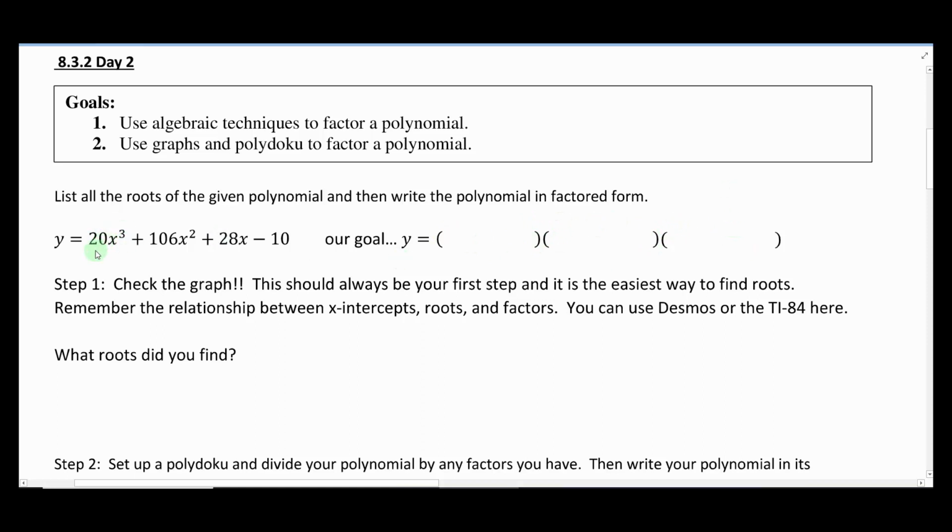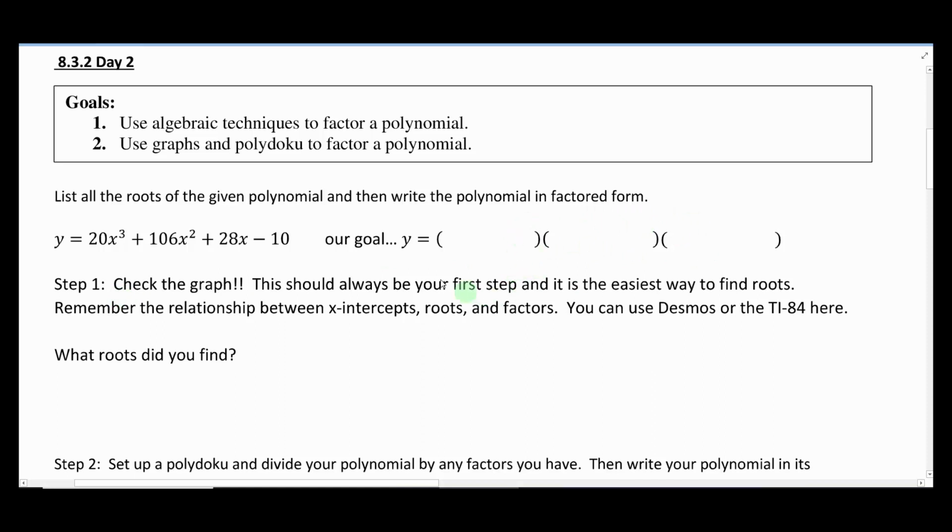We can tell from this polynomial, it's a third degree polynomial, so we should have three linear factors when it's all said and done. So we're gonna find those three linear factors and list the roots here. Just like in yesterday's video, we did a really easy example where we could see all three of the roots on the graph and they were nice, easy integer roots. So really, if we wanted to, we could have just picked those roots right off the graph and written our factored form without having to do anything else. And if you can do that, you should.